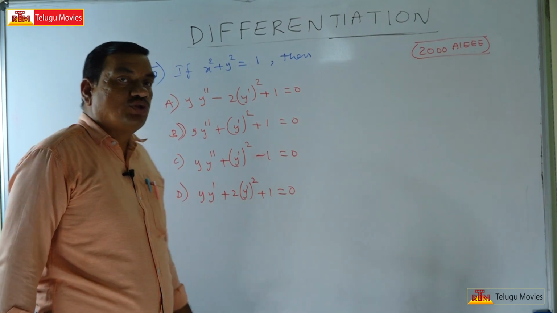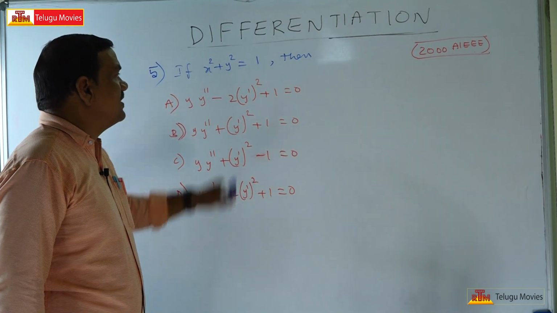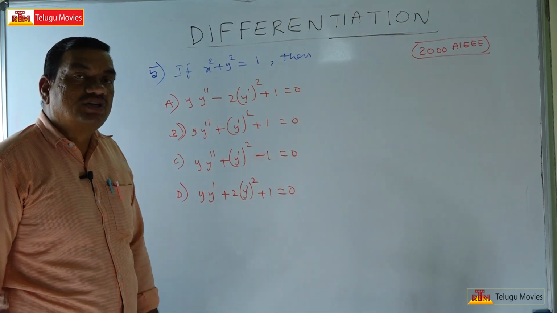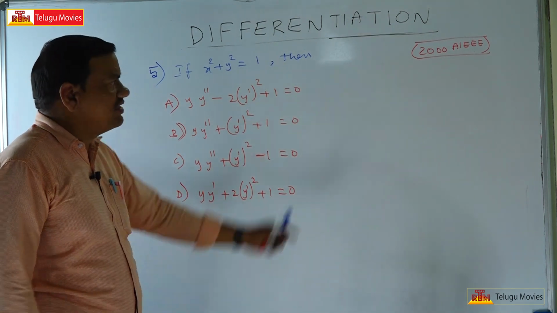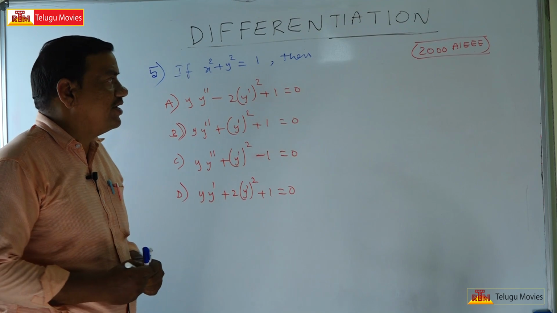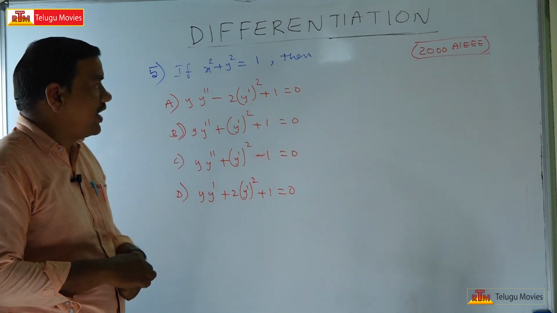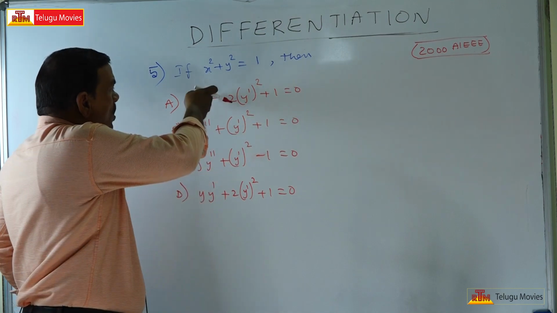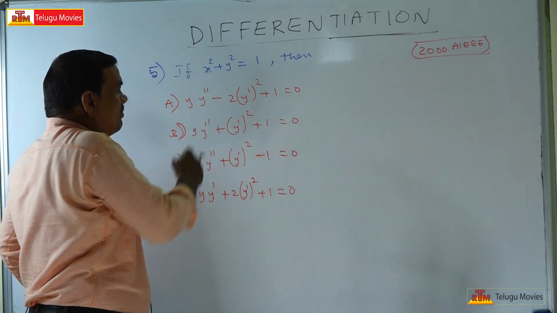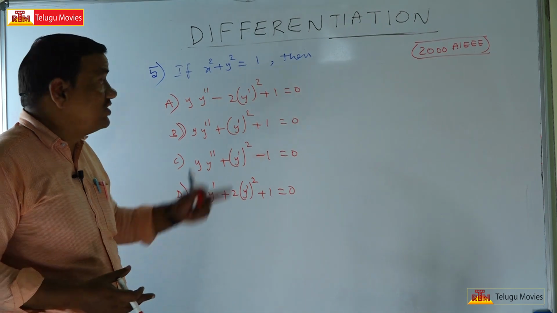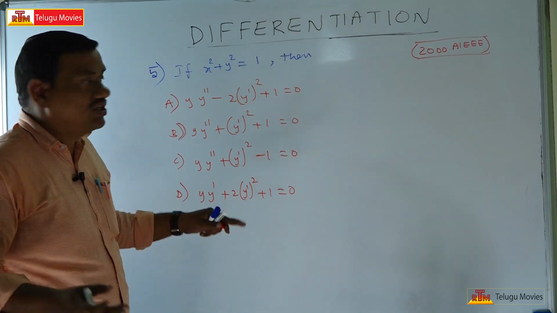Welcome to this problem. The problem is, if x square plus y square is equal to 1, then which of these differential equations will be satisfied? It was asked very long back in 2008, a very easy problem. So let us start the solution. Here all these y double dash are higher order derivatives. That means you have to differentiate the given function 2 times. Let us see what happens.